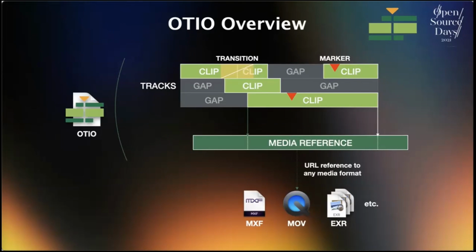OTIO's file format and API have a unified data model with concepts like tracks, clips, transitions, markers, and so forth. Most of the things you might see in an audio or video editing application can be represented in OTIO. However, the OTIO file does not contain the actual media itself. Instead, it uses media reference URLs, which point to the audio and video media in any format or location.